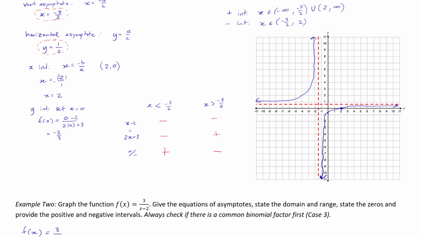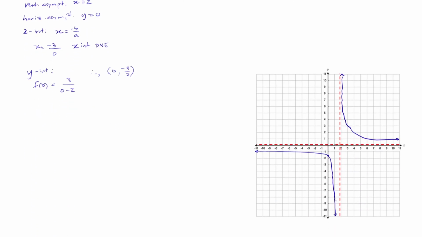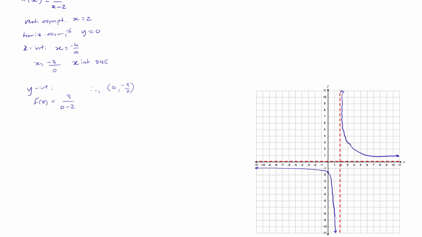Oops, sorry, I apologize. It's this one right here. I was on the wrong one. That's my function approximately sketched. So we have the equations of the vertical and horizontal asymptote already. I've listed them right here.